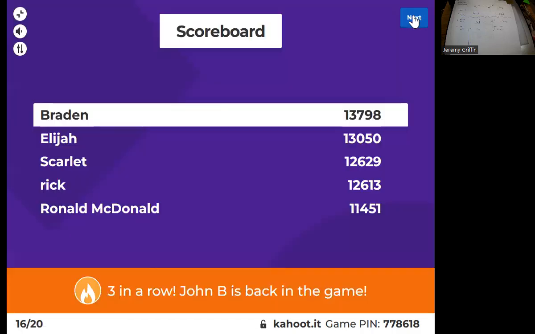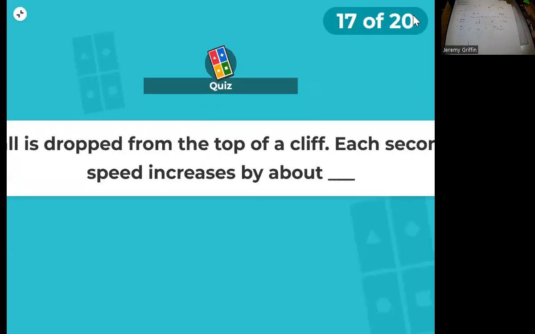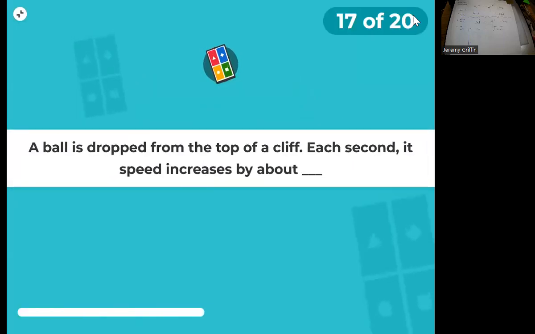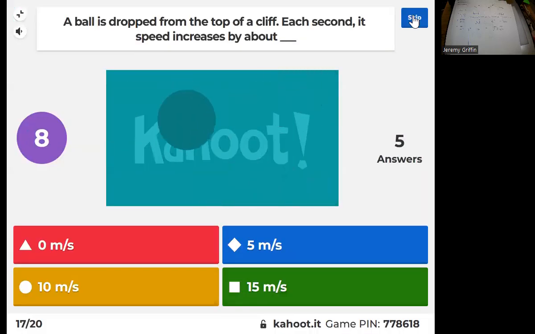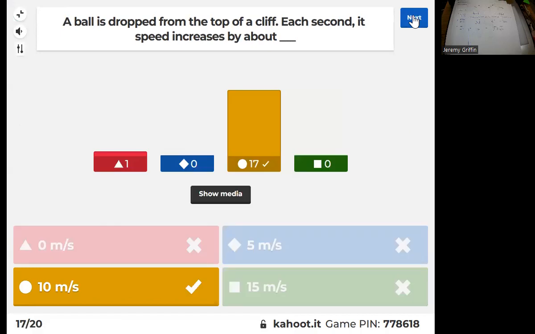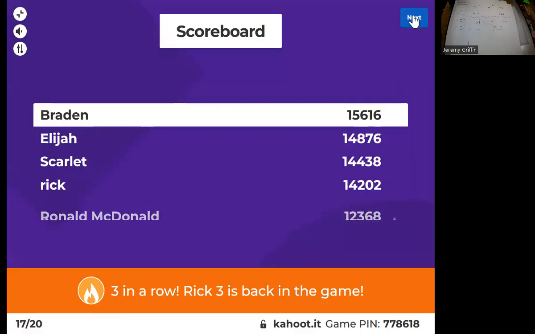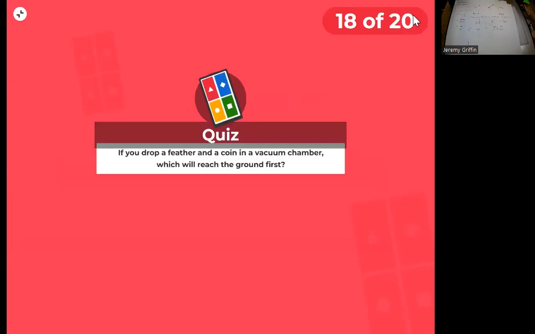10 meters per second squared. All right, next. A ball is dropped off a cliff. Each second, its speed increases by how much? Ten meters per second. Oh yeah, right. 10 meters per second per passing second.